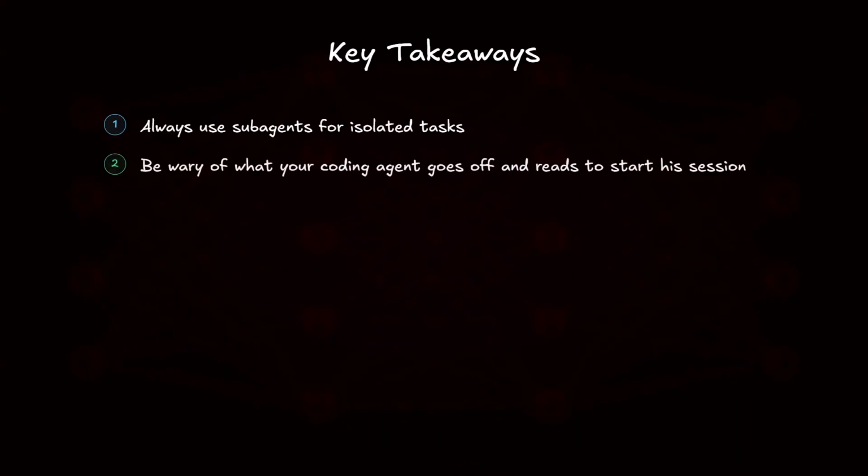So here are my key takeaways. Always use subagents when you're working on isolated tasks. This will make things quicker, and you will be way less prone to context rot. You need to be wary of what your coding agent goes off and reads to start a session. Sometimes you might even have to ask the model to start fresh.